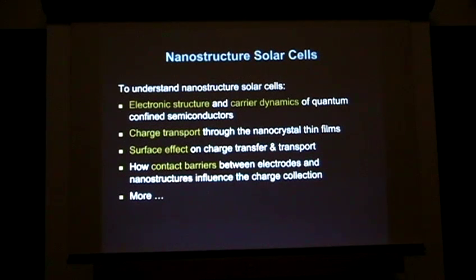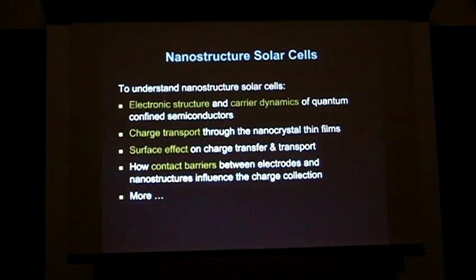So there are many things that we don't quite understand because this is relatively new. I think some of the important things include, first, the electronic structures and carrier dynamics of quantum confined semiconductors are not well understood. As I said, when you shrink the semiconductors to a very small size, the electrons and holes will be confined, so their electronic structure will be totally different from the bulk.